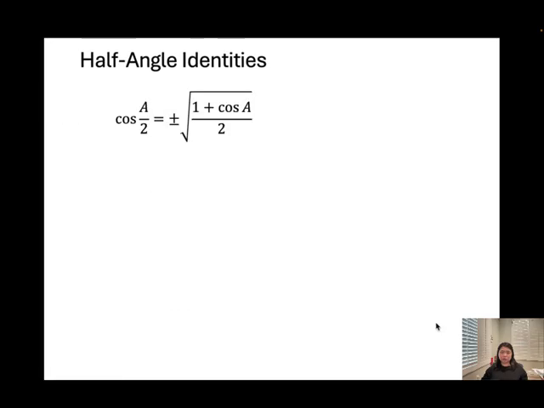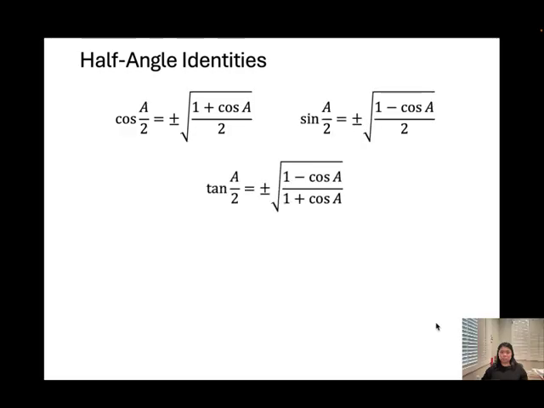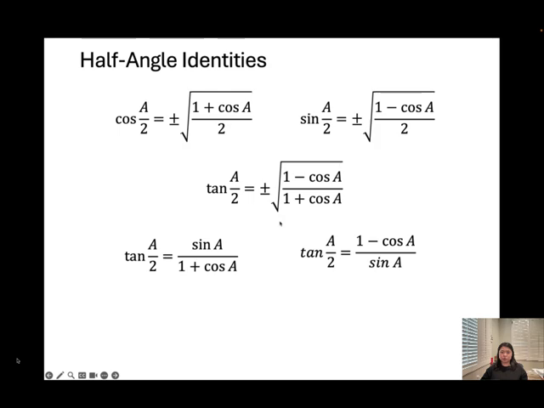Here is how we derive the formulas for sine, cosine, and tangent. For tangent, we have 3 alternative forms. I need you to memorize all those formulas, okay? Half-angle identities.